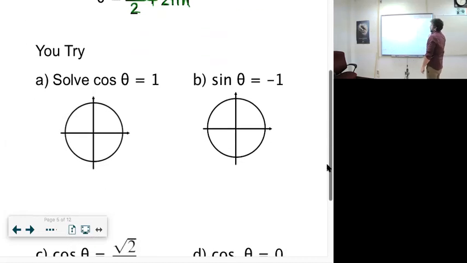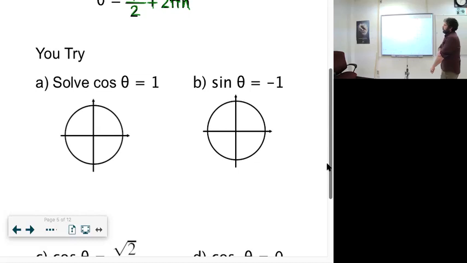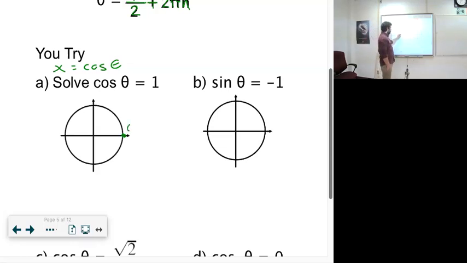So just a quick couple of examples here. Solve for cosine theta equals 1. Remember, cosine theta is equal to the x-coordinate. So I'm going to go around the circle and look at what points on the circle have an x-coordinate equal to 1. So here's 1, and as I continue around my circle, I don't have any other x-coordinates equal to 1 other than the first one we identified. So that would be this angle right here, which is an angle of 0 degrees. So theta equals 0 degrees.